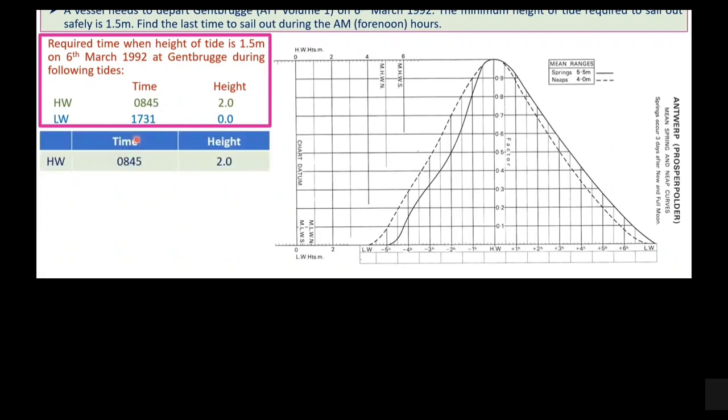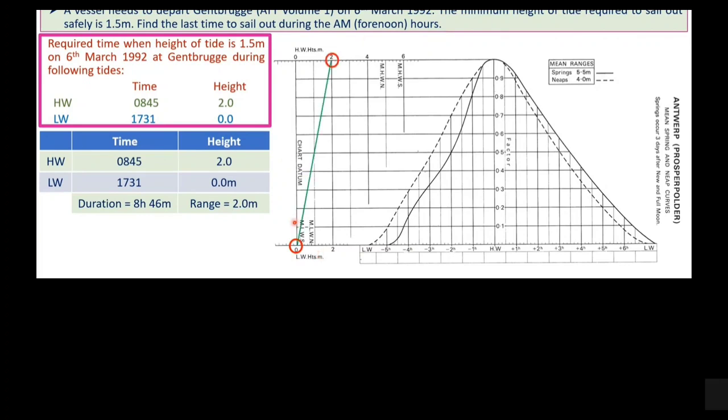We have the high water at 8:45, height 2 meters, low water 17:31, height 0, duration of tide 8:46, range of tide 2 meters. Now we go to the diagram, we mark off the interpolation curve. You can see the interpolation curve coming up here. Now the required height of tide is 1.5 meters. So we start from out here. Required height of tide 1.5 meters. We come vertically down to the interpolation line. And then we turn towards the curve.